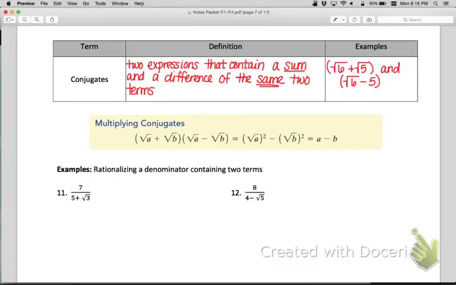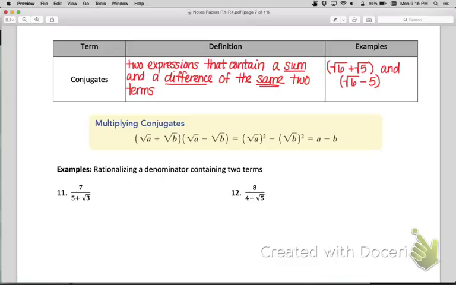So we finished talking about how to rationalize the denominator when we have a single radical in the denominator. If there's more than just the radical, then we have to do a little bit more work to rationalize the denominator. So this is where the idea of conjugates comes in. And the definition of conjugates is two expressions that contain a sum and a difference of the same two terms. So one has to have a plus, one has to be a minus, and this is a term that we really only use for expressions that contain radicals.